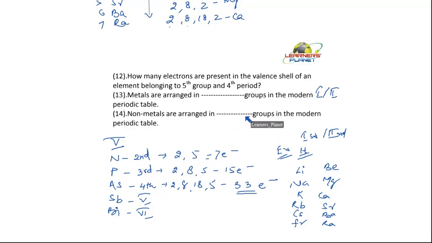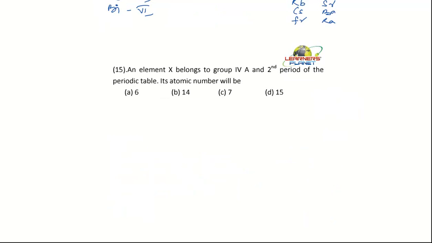Our next question here is, non-metals are arranged in dash groups in the modern periodic table. So they are arranged from 3rd A till 7th A and then the 0 group. Okay, so these are the groups where the non-metals are present. Fine.